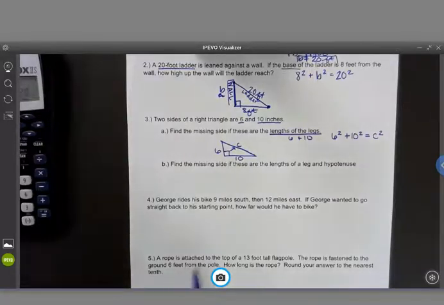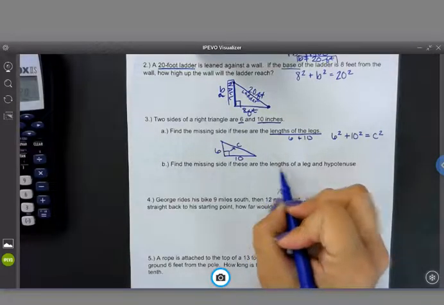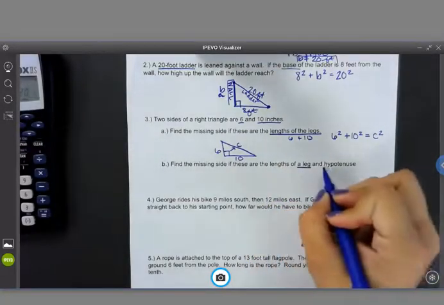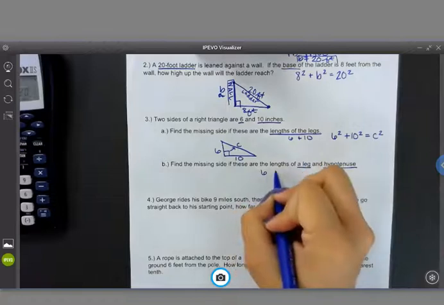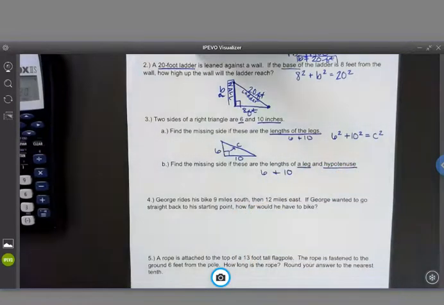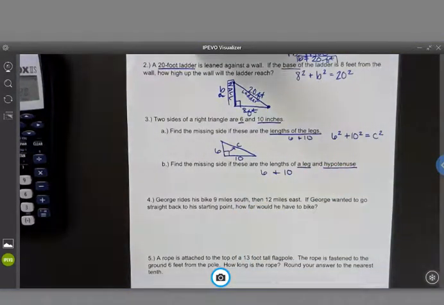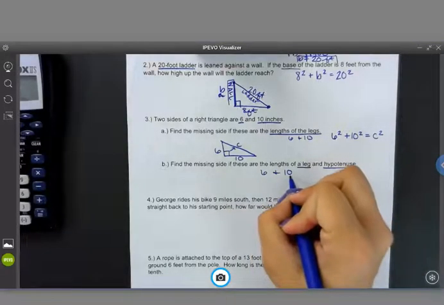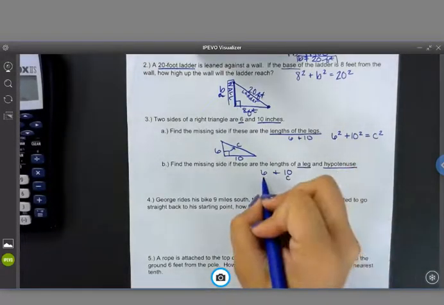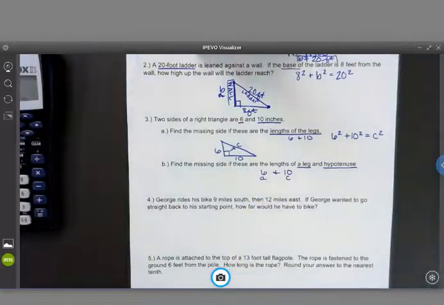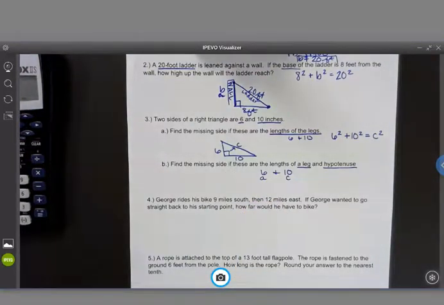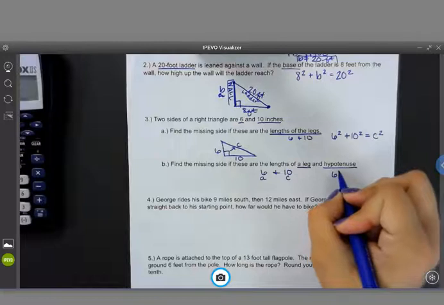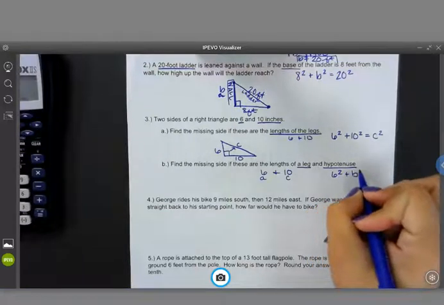Part B says, find the missing side if these are the lengths of a leg and a hypotenuse. So if I have the numbers 6 and 10, and one of them's a leg and one of them's a hypotenuse, we know that the hypotenuse is always got to be the biggest and longest side length. So out of these two, that would mean that the 10 has to be C, and 6 has to be one of the legs. So now we're solving for the other leg.